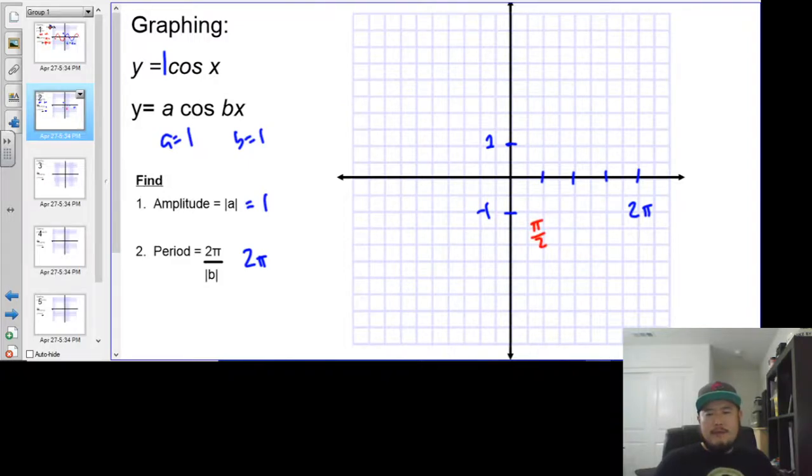Right, we have 1/2 of 2 pi is pi, and then 3/4 of 2 pi is 3 pi over 2. And remember, how do I get this? The rest of our intervals, it's by taking the period and multiplying it by 1/4, 1/2, and 3/4 respectively.